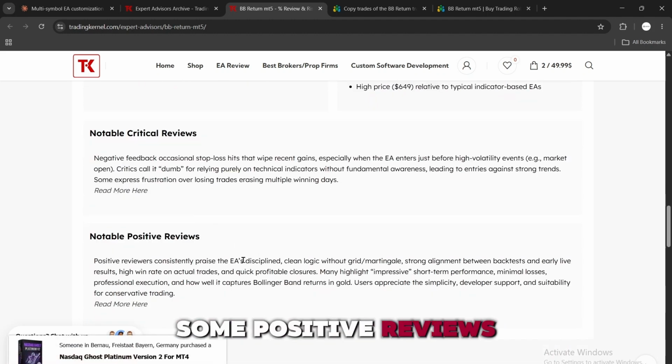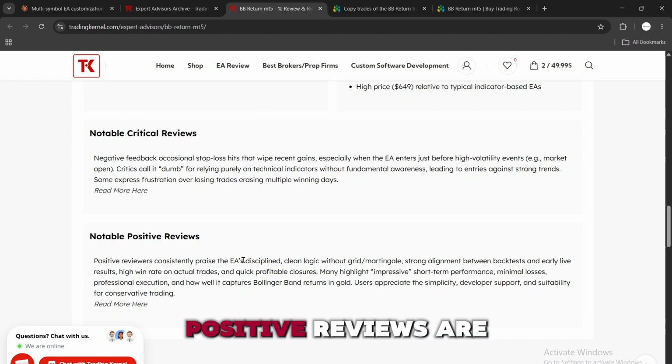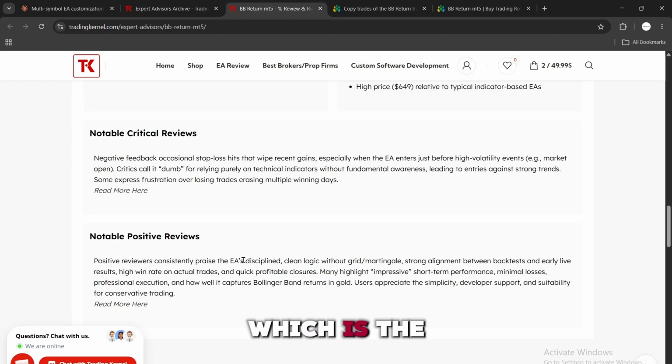So I'm pointing this out to you because this is what other traders are actually complaining about. We also have some positive reviews as well, although I don't really believe in these positive reviews, because most of the time they are forced out of traders that purchase these softwares. But most users that give positive reviews are praising the EA for being disciplined, using clean logic without martingale or grid or any sort of risky technologies, although it does use one, which is the multiple of the second trade after a loss. It also has a very good backtest, which, like I said, has a high chance of being overfitted, but it does actually show a good concept of how you can use the Bollinger Band to trade.